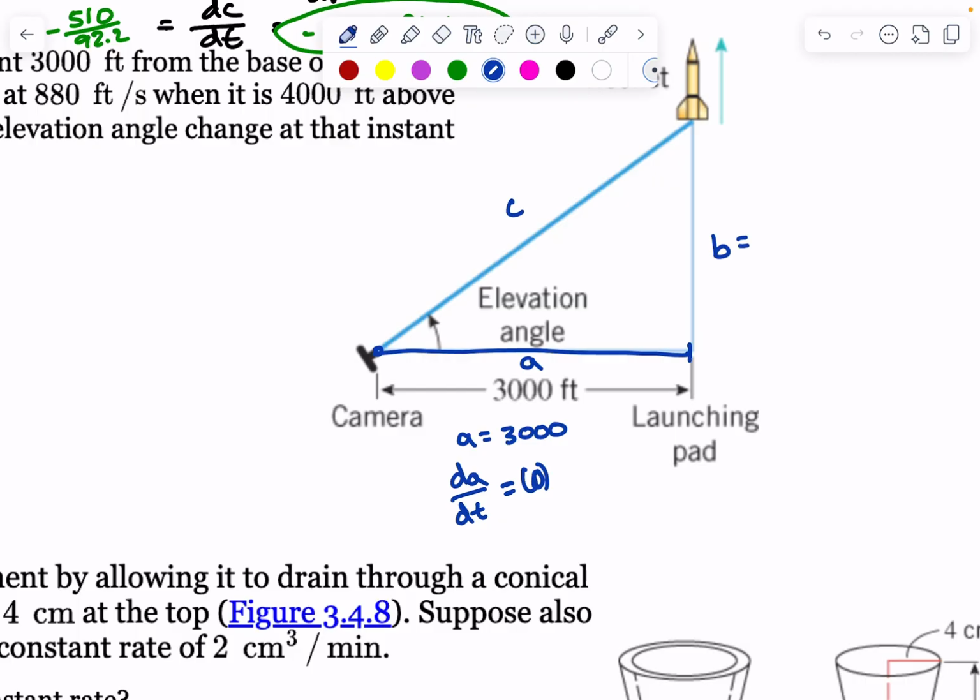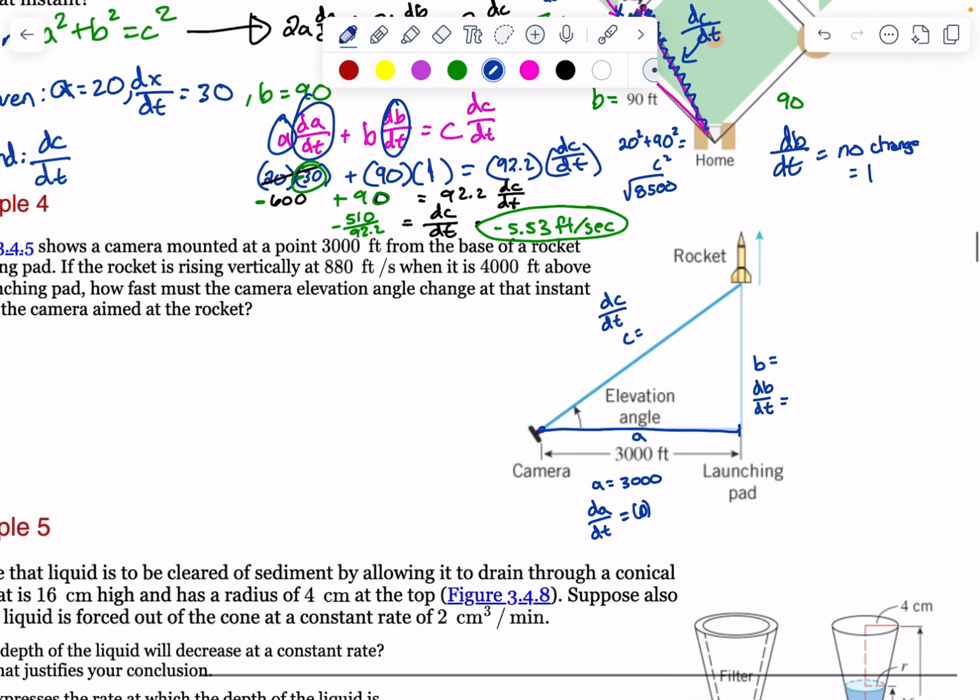Then we need to know what B is. We need to know dB/dt. Is B going to change as the rocket launches? Yes. And it's going to get faster the further it goes up in the air, true? Initially it's going to be going slower, because the rocket doesn't automatically start going 1,000 miles an hour or whatever it goes. C is this guy, and dC/dt, is that going to change? Is that length right there going to change? Yes, that distance will change.